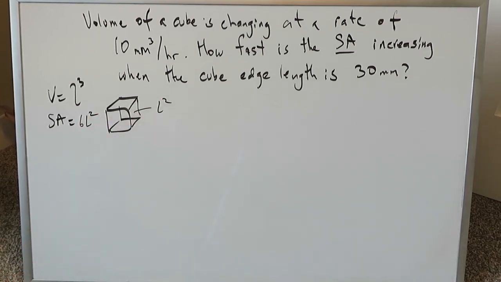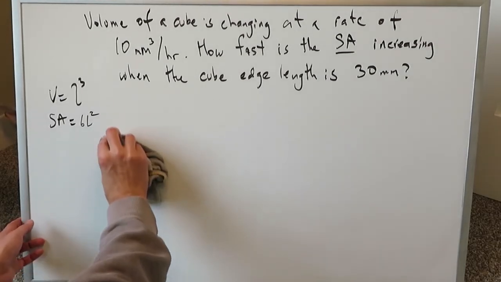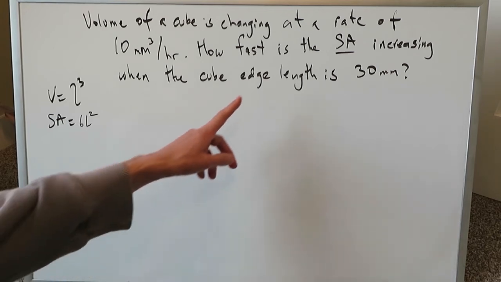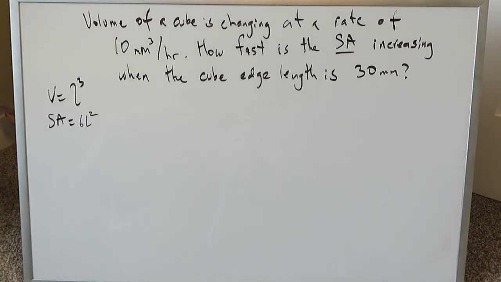That's the surface area of a cube. We have this information at hand, so let's proceed with this. We're given the information with respect to volume and a certain length edge. We have to determine the surface area change. Start with what you know and go to what you don't know.